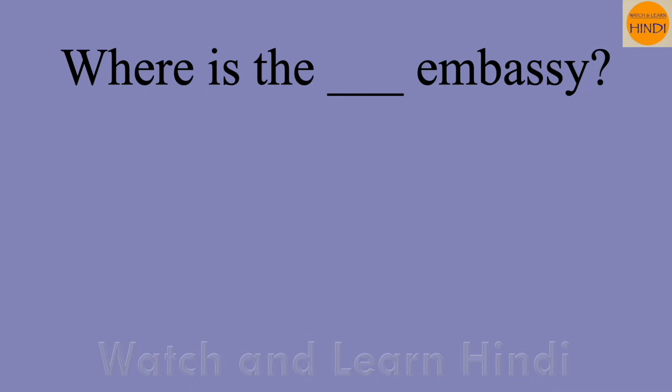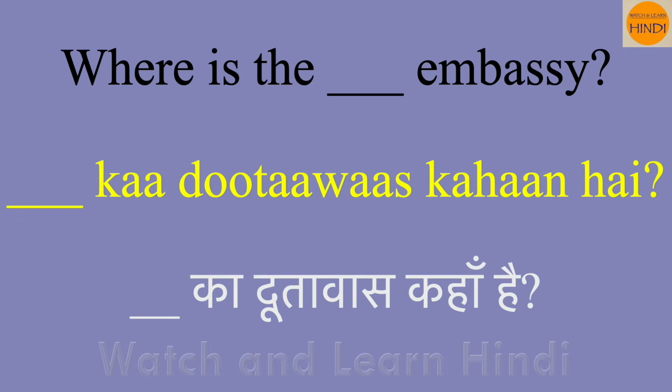Where is the embassy? Here, you can put the name of a country before the word embassy. If you're speaking in Hindi, you will first put the name of the country and then say, का दूतावास कहाँ है? Also, just like passport, people usually use the word embassy, but in formal setting, the word दूतावास is used. So if you want to use it, you will say name of the country, का दूतावास कहाँ है? Where is the embassy?